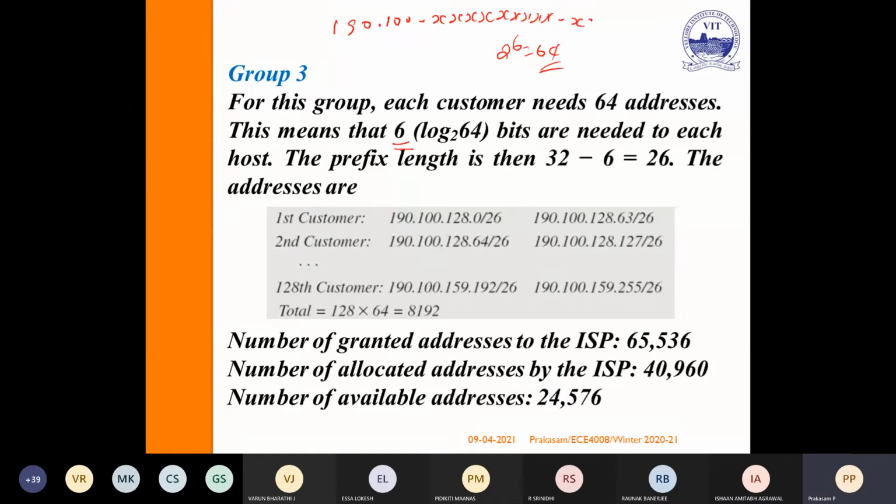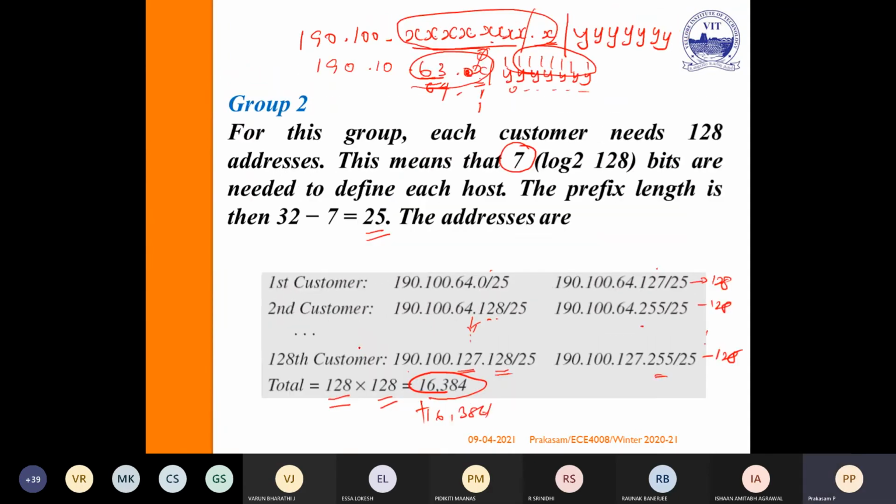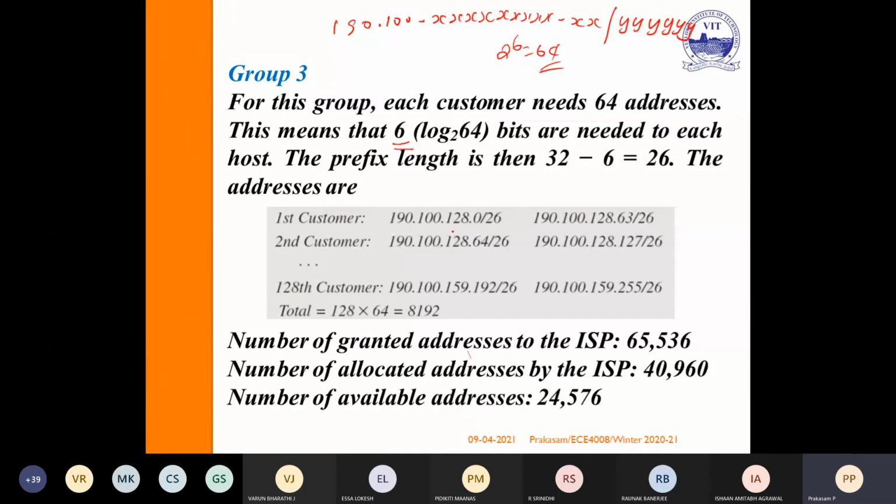In the fourth one, the first 2 bits are allocated for the subnet. In a similar way, the previous 190.100.127 is the last of the customer, so we are going to start from the next, 128. I need only 64 addresses. So 0 to 63, 64 to 127. Similarly, 128 to 191, then 192 to 255. This is for the fourth customer.